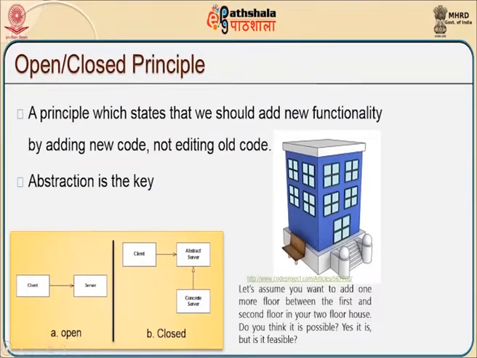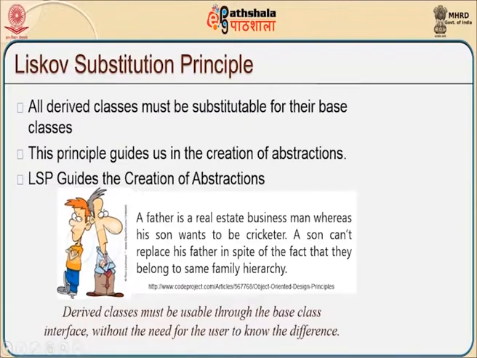Open closed principle, where we have a principle which states that we should add new functionality by adding new code, not editing the old code. So anything that we might need to create on our own, we should add new code to it, not by editing, otherwise reusability of the code is not majorly possible. So abstraction is the key here. So I have given examples of this open closed principle.